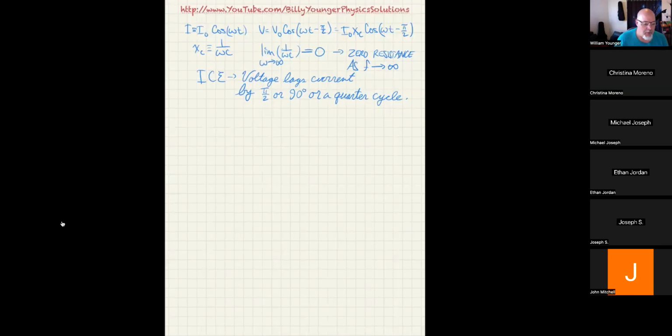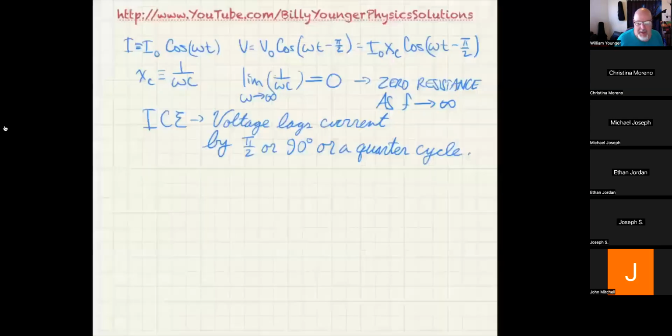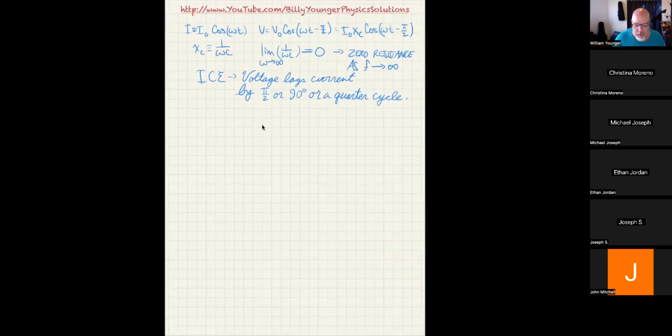So what we're going to do now is use a phasor diagram to make some sense of how a circuit actually behaves. So I'm going to work a specific physics problem using a phasor diagram. And that particular physics problem is the following. So let's say, here's our example.